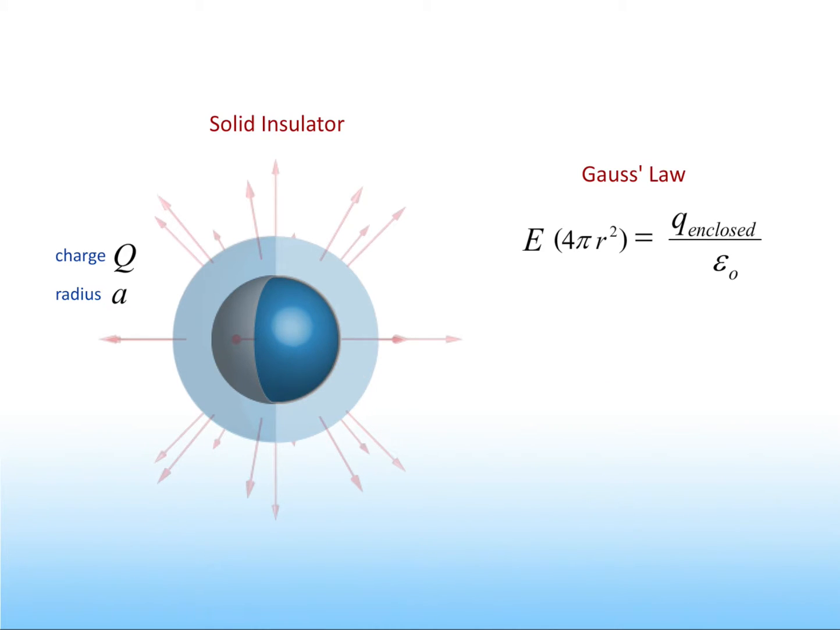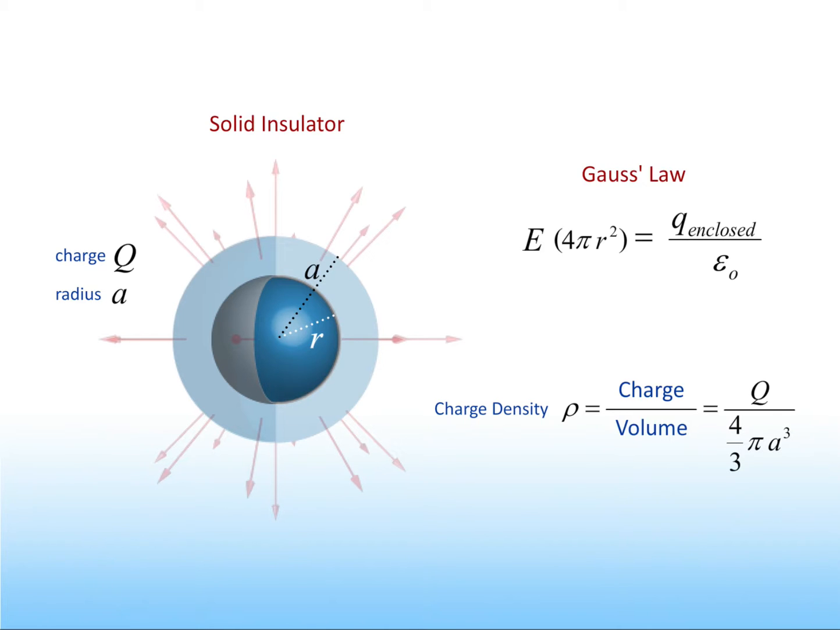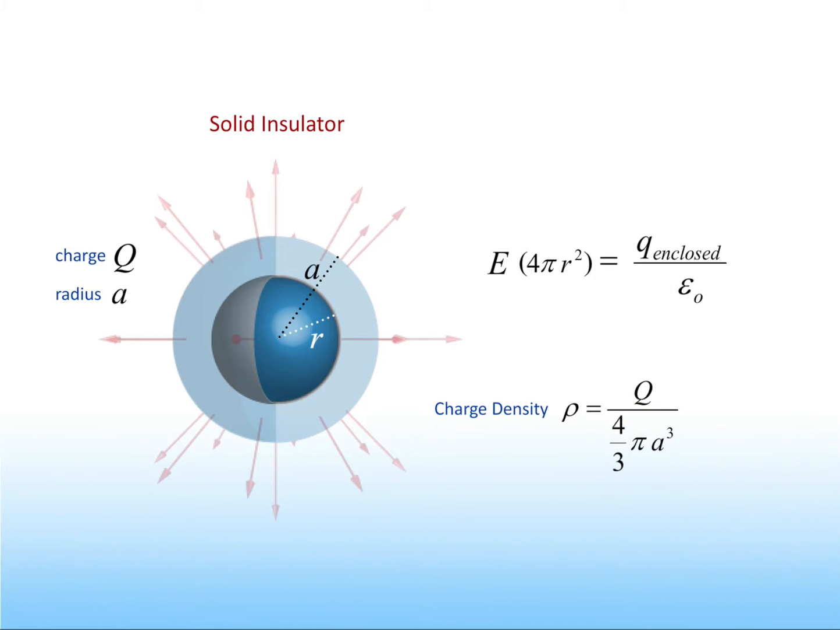To calculate the field inside the insulator, we need to determine the charge enclosed by a sphere of radius r where r is less than a. Since the charge of the insulator is uniformly distributed, we can introduce the charge density of the insulator, ρ, which is defined to be equal to the insulator's total charge divided by its volume. The charge enclosed by a sphere of radius r, then, is just equal to the product of this charge density and the volume of the sphere. Consequently, we obtain the result that the electric field inside the insulator increases linearly with r.